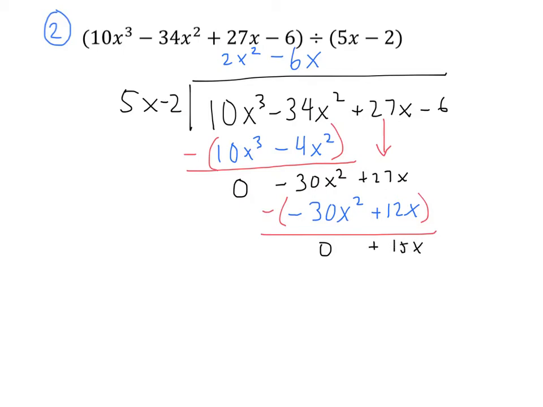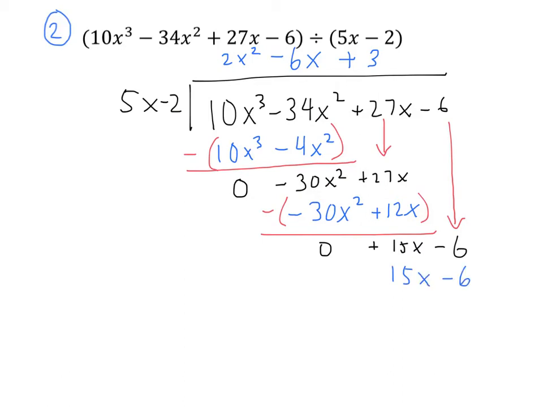Let's bring down our negative 6. All right, now let's focus on this 5x and 15x. How many times does 5x go into 15x? The answer is 3 times. Let's multiply. 3 times 5x minus 2 is going to get me 15x minus 6.